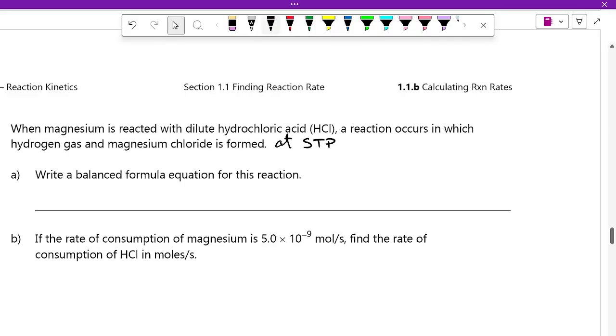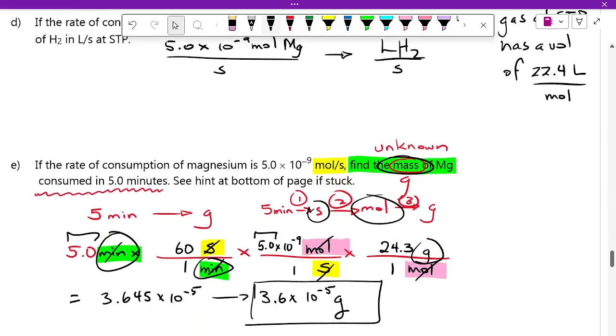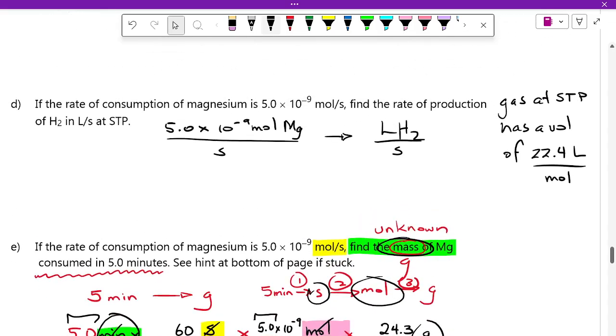Consumption rate and production rate are the same thing. Consumption is when you use up a reactant. Production is when you make a product. So you would say consumption when you're talking about a reactant, and you would say production when you're talking about a product. Okay?